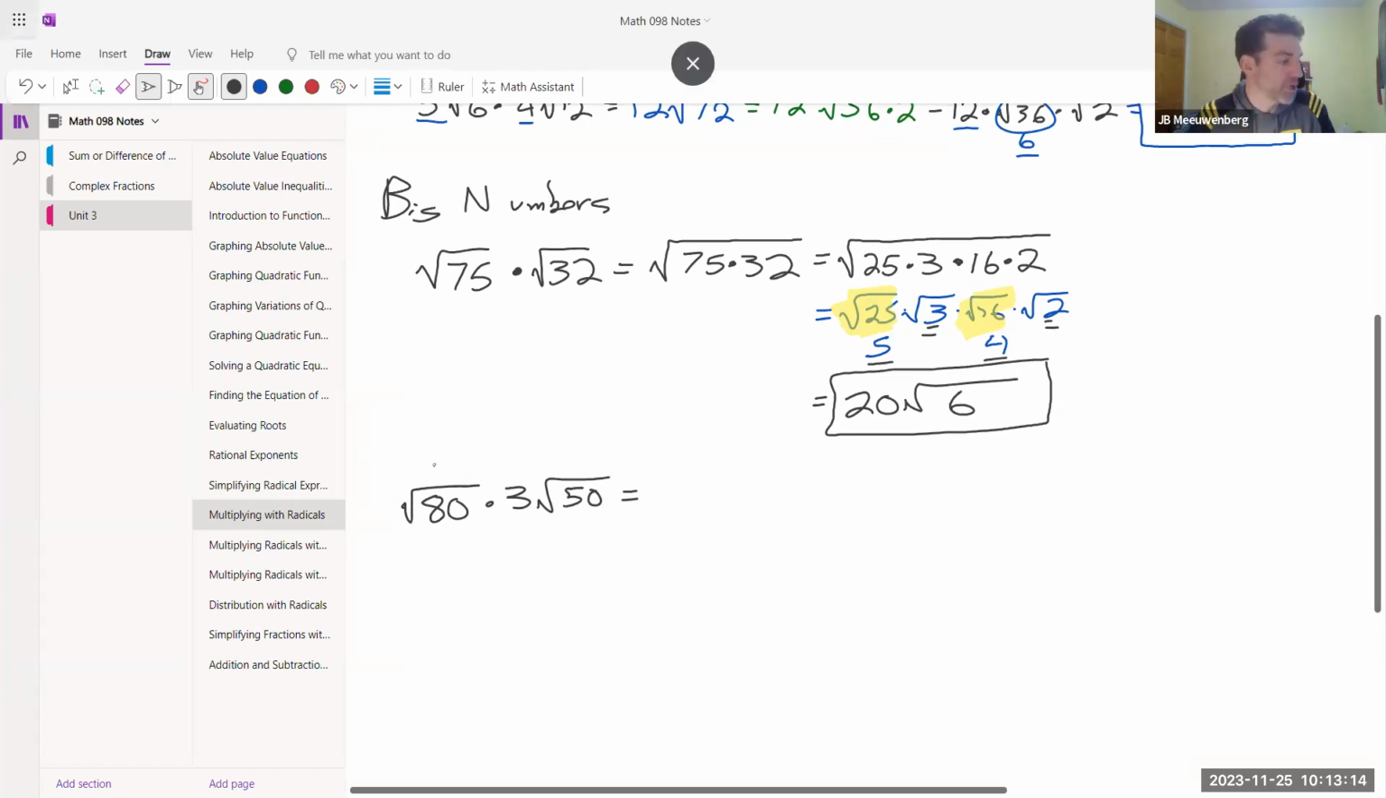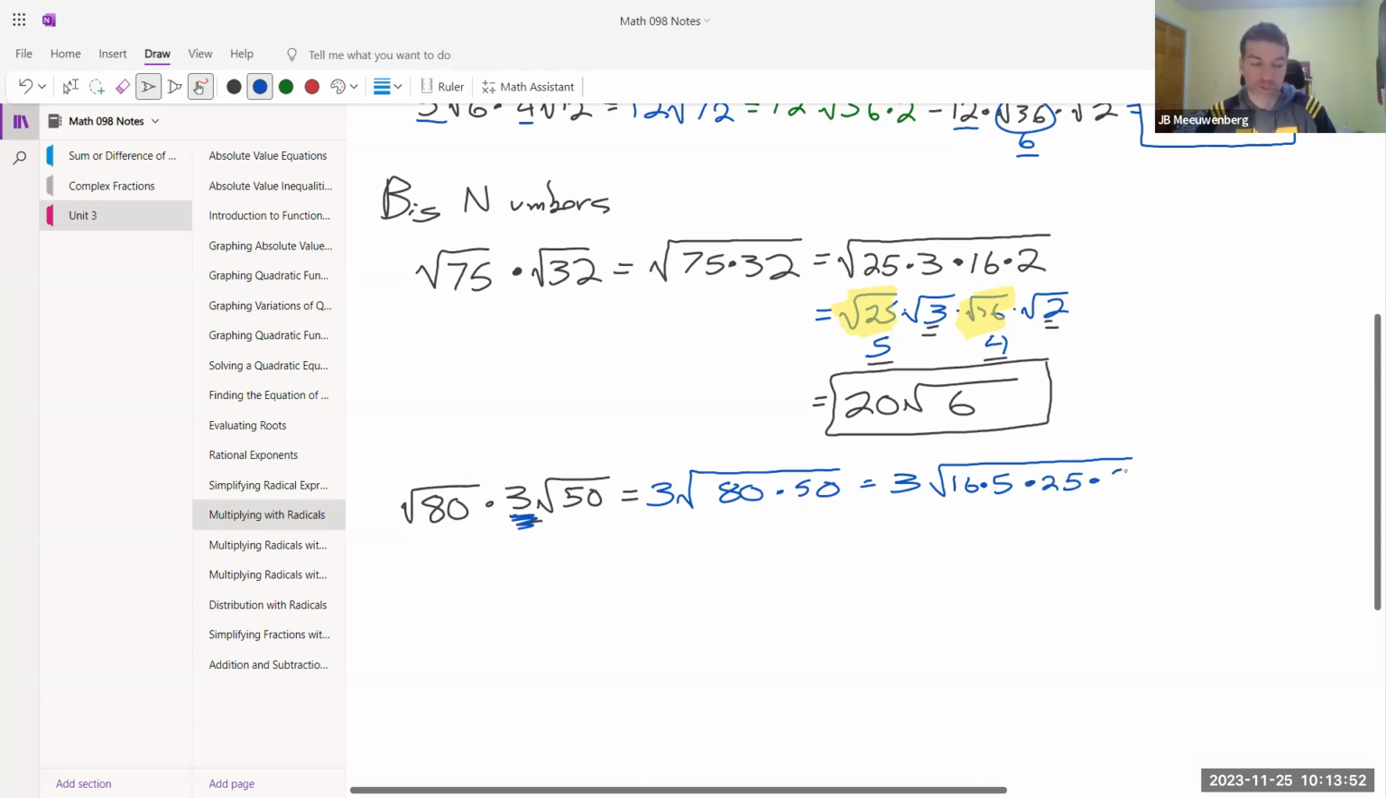I will keep going. So what we'll have here, we've got one coefficient. So that's just going to stay out front, right? This 3 doesn't have anything to multiply by. It's going to stay out front. But on the inside, we have 80 times 50. Okay, so what's going to happen there? We've got our 3. And then we have to start separating the 80 and the 50. Well, if we work it far enough, we find that 80 has a 16 and a 5. 16 times 5. 16 is that biggest possible perfect square. And 50 is 25 times 2.